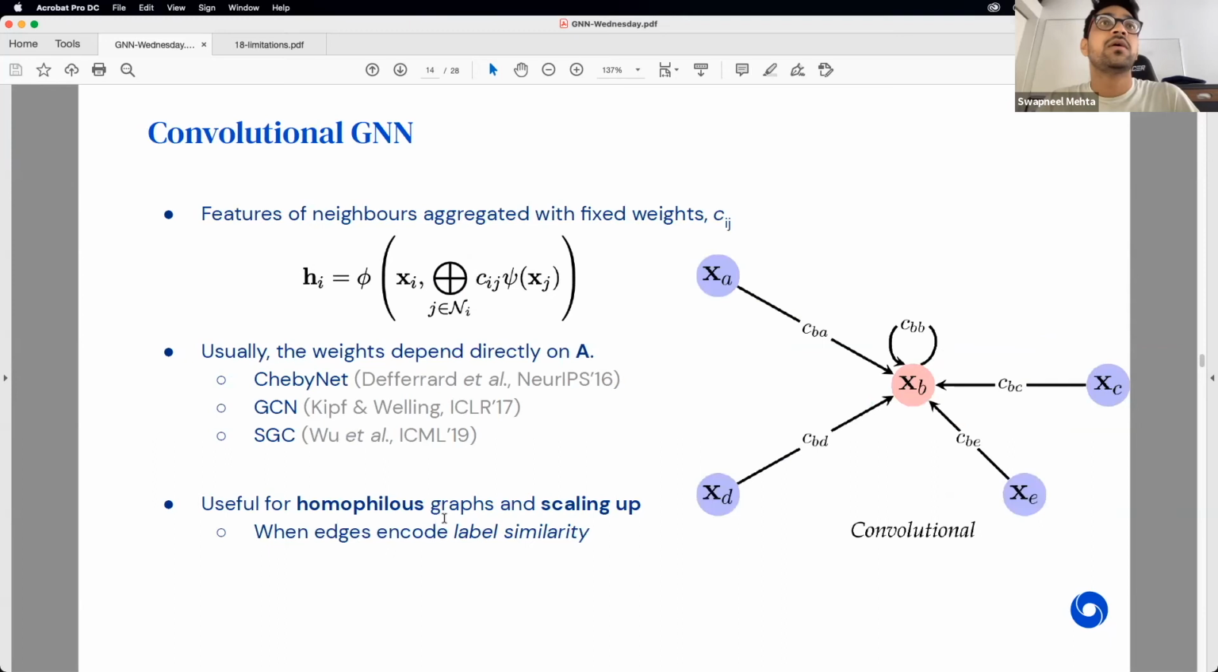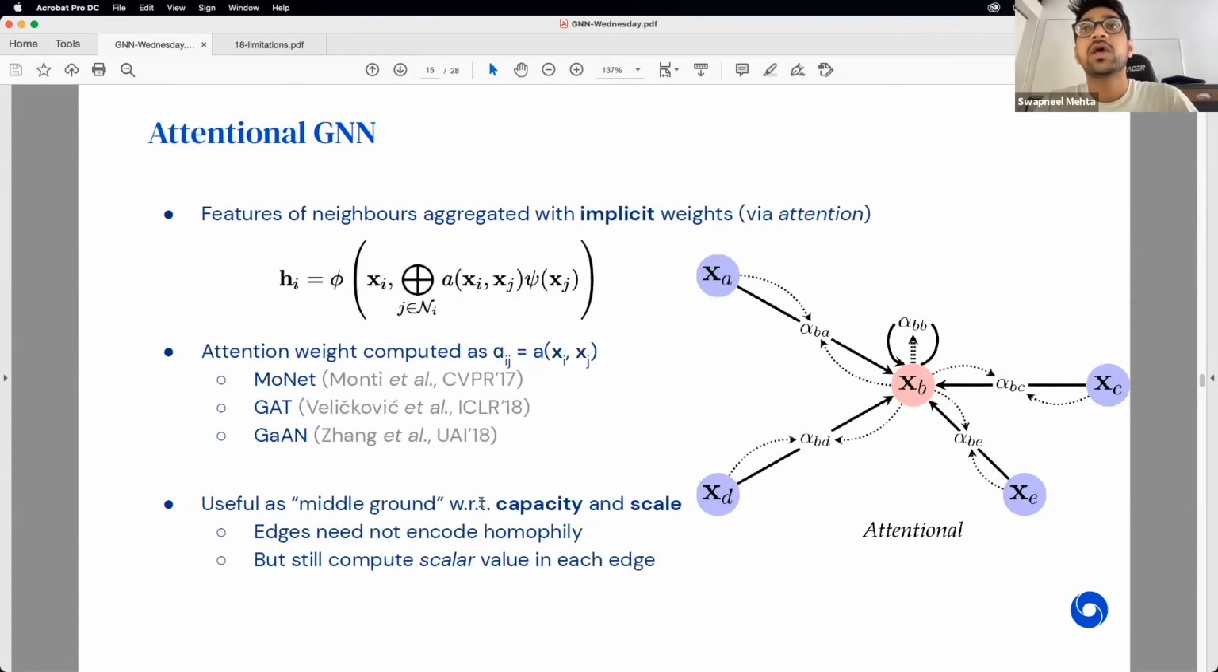Anyway, this is expressing the convolutional nets in detail. What you want to take away from the slide is just that it is useful for homophilous graphs, and scaling up is insane. You can scale up to billion node graphs using simply convolutional neural networks. And it is useful when edges encode label similarity, which again, homophilous graphs.